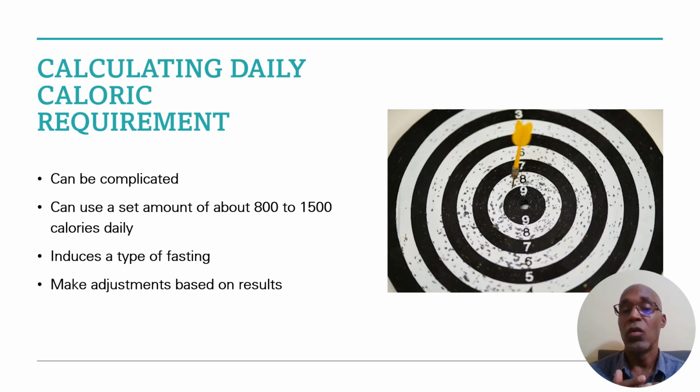And now you may choose a particular target that you're going to be working with, but you may notice that that target may not work for you. You may require a greater amount of restriction or less restriction. You have to make adjustments based on the results that you are getting.